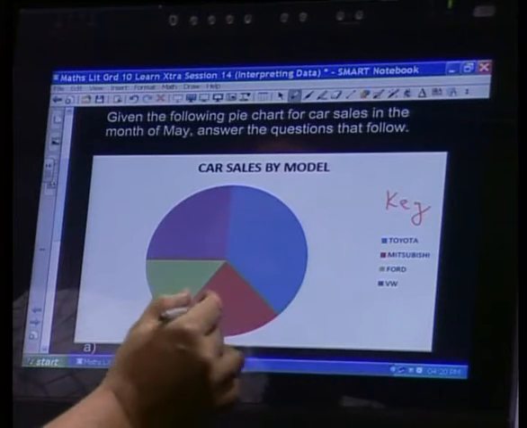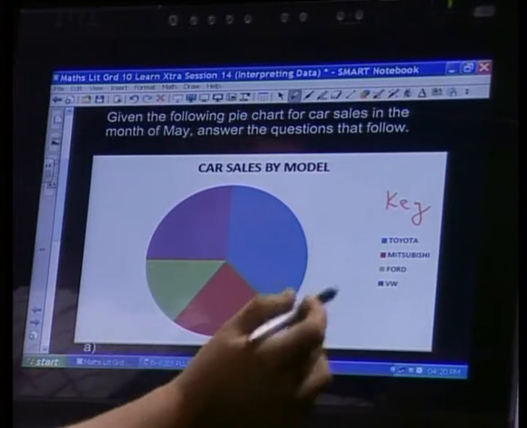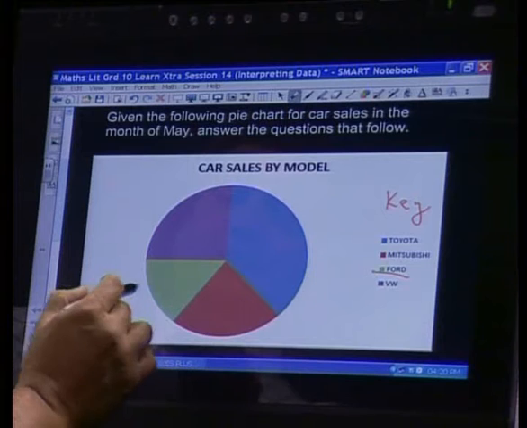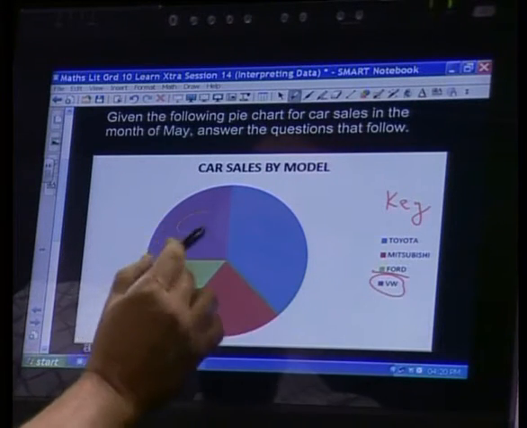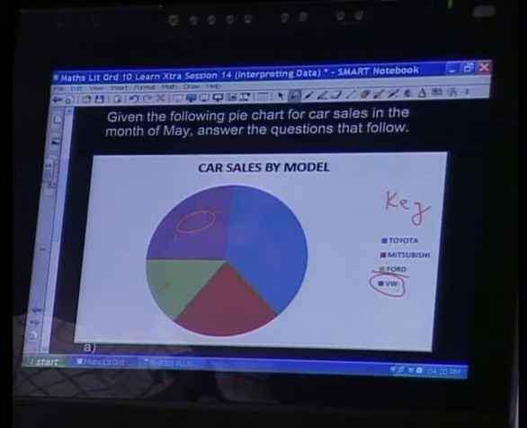The red shows us the Mitsubishi. The green, the Ford, how many Fords were sold. There it is there. Our VW is purple, and there's all our purple coloring there. So you can see what that's symbolizing. And from that, without even looking at some questions, we can say the following. The most popular car sold in the month of May was our Toyota. Our least popular was our Ford.